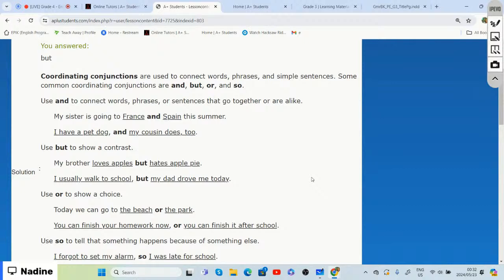It's like I broke the window, so I got a beating, right? So you got a beating because you broke the window. So that is how we use those coordinating conjunctions, which is and, but, or so. And remember, there are more coordinating conjunctions, but the most common ones that we mainly use are and, but, or so, especially for our level.